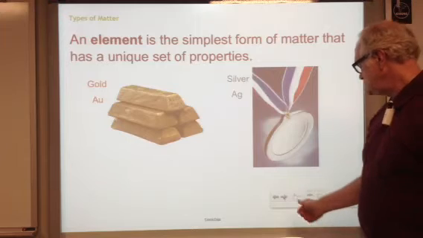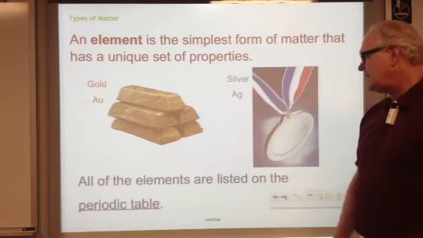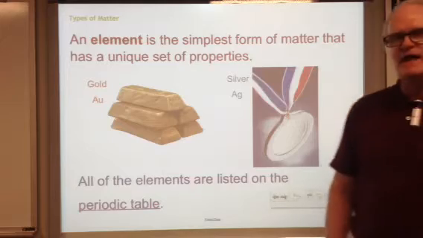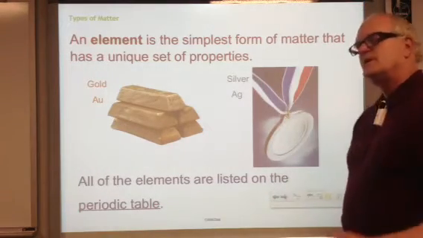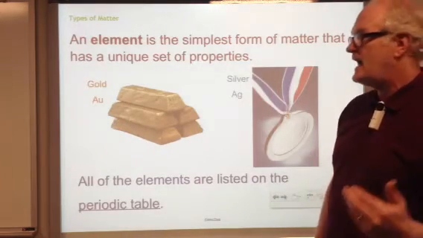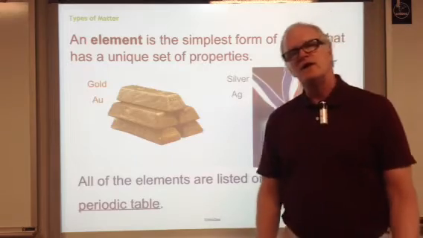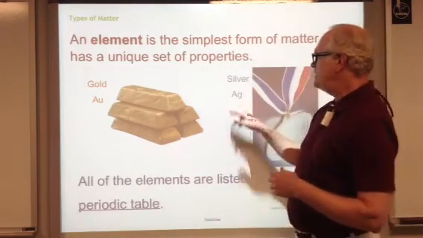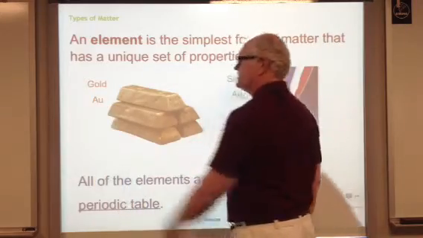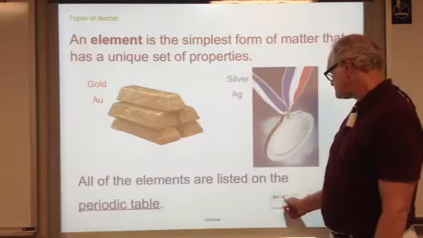And in fact, these symbols and the names of these substances help us determine whether they're elements, because all of the elements that exist are listed on the periodic table. So the periodic table is something we'll use a lot in chemistry class, and if we know the name of something, we can look on the periodic table to see if it's an element. If we know the symbol for a substance, we can look on the periodic table and we can tell if it's an element.